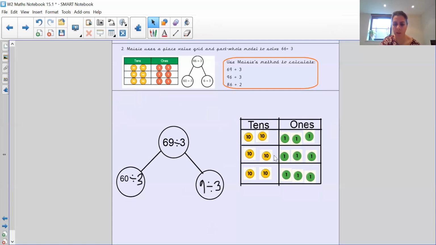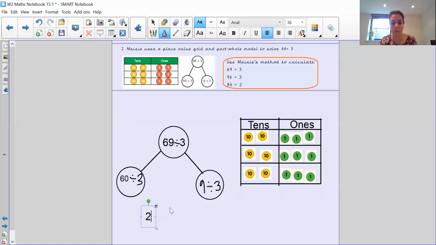My 9 ones. Fantastic. So then we need to look at how many is in one row. So this one row has got 10, 20, and 1, 2, 3, 23. So my answer is 23.